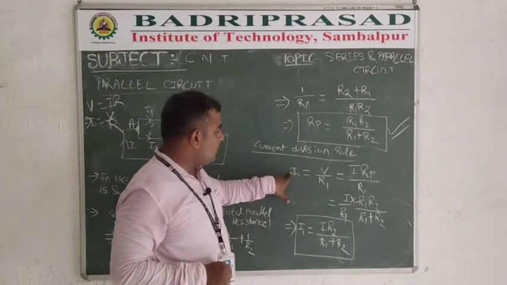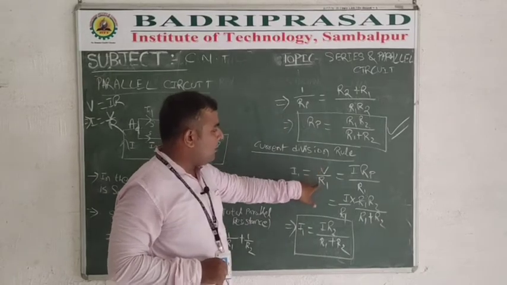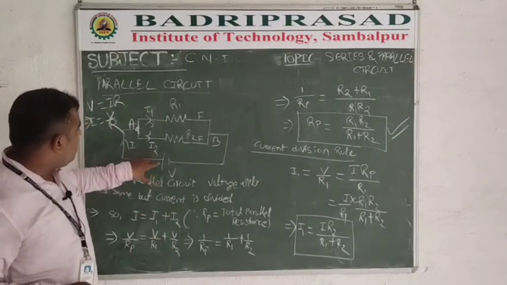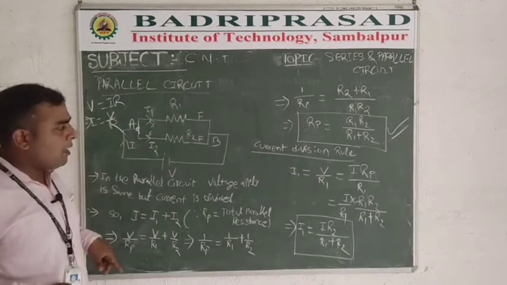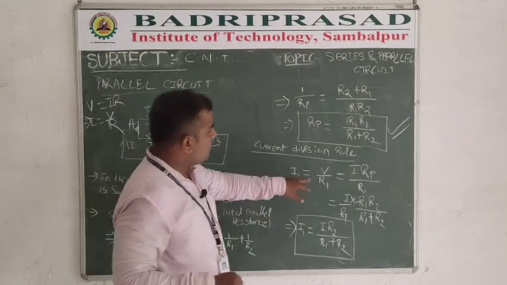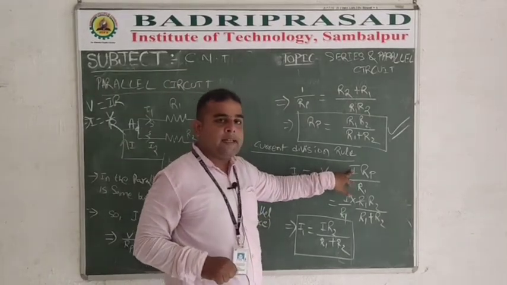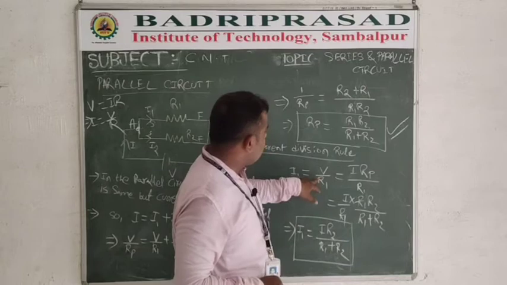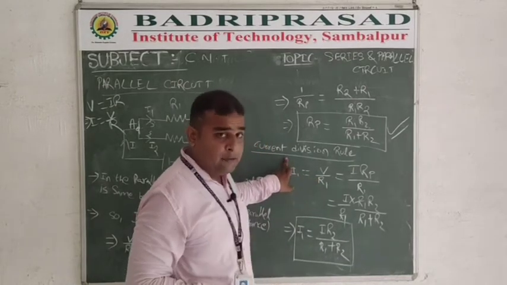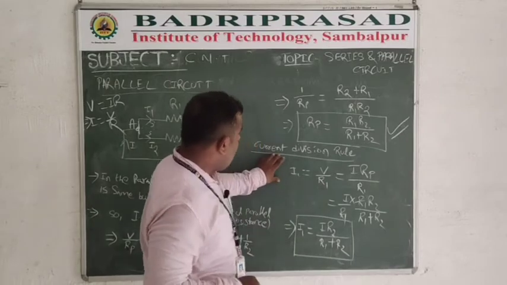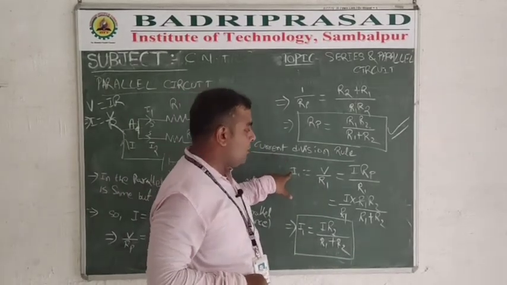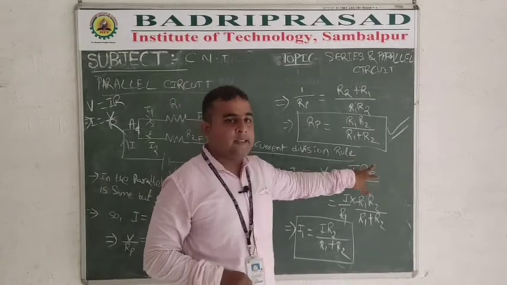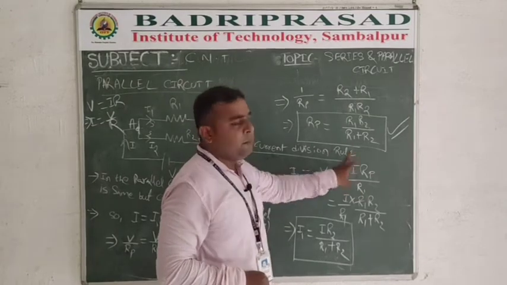So I1 is equal to, according to Ohm's law, V by R1. In place of V, what is V? V is the total current into total resistance. So in place of V we can write total current into total resistance, according to Ohm's law, divided by resistance R1, as we have to find the value of I1. So according to the current division rule we can find the value of I1 in terms of I.